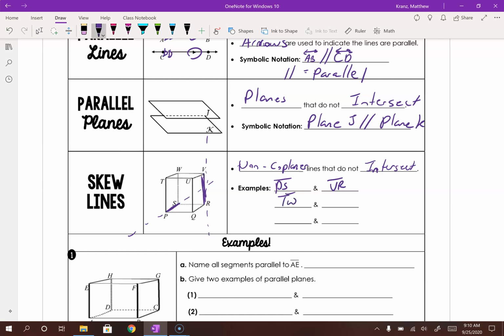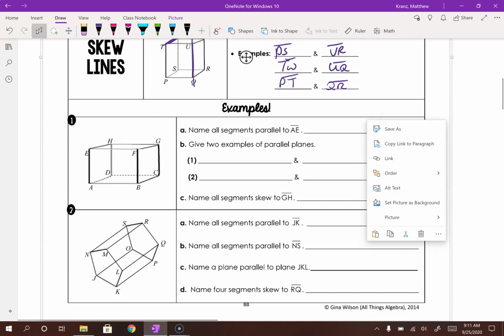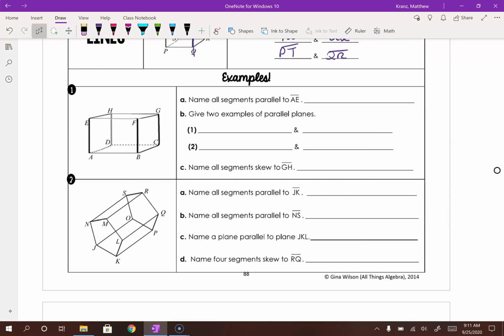Same thing, TW and UQ. TW is right here, and UQ is right there. See how they'll never touch each other? And you also can have PT and QR, and you can keep going with these different options. All right, so let's try number 1.